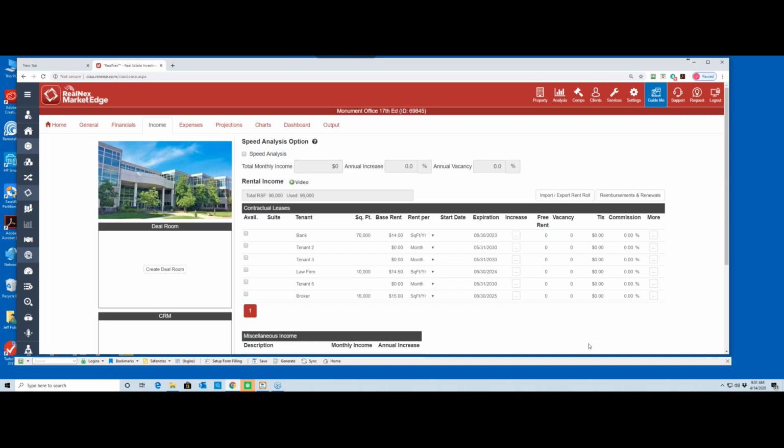What I'll work on, maybe for future webinars, is some other examples of some other property types. Yeah, that'd be good, to maybe throw in retail.